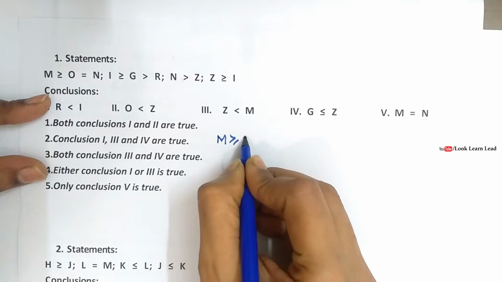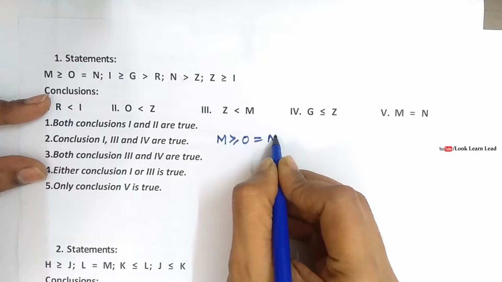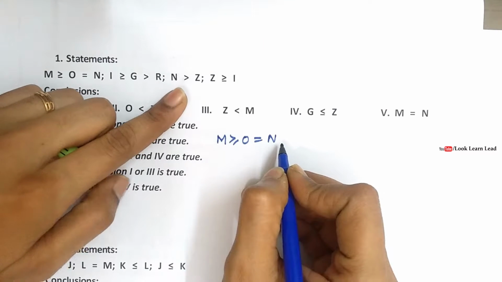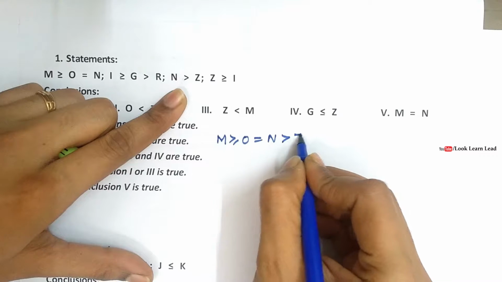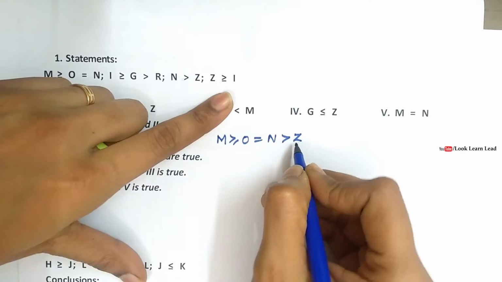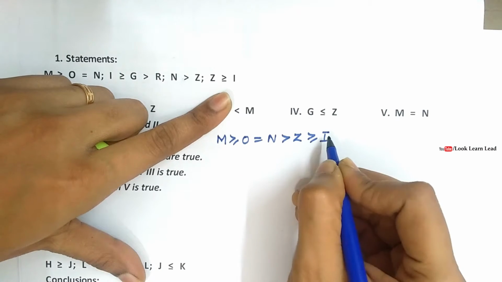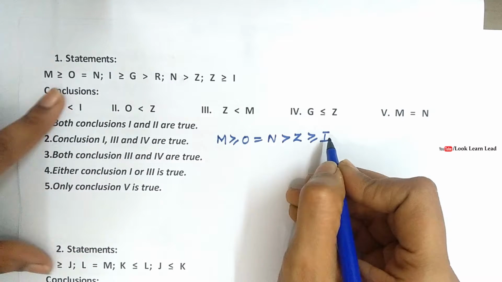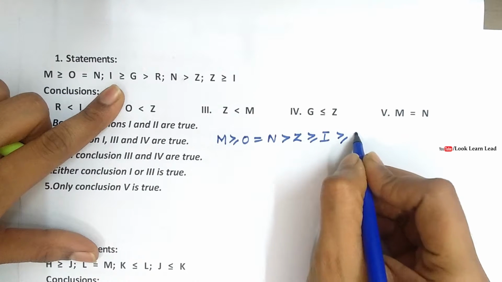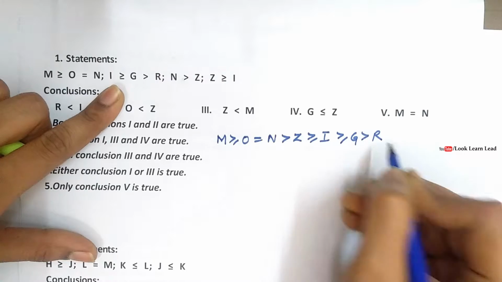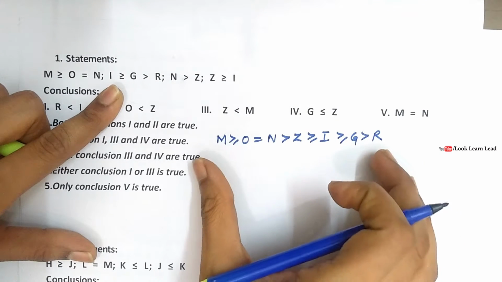M is greater than equal to O, which is equal to N, and now I would search N. So N is greater than Z, I will write it as Z, okay. Now I will cite Z, Z is greater than equal to I. Now I search I, I is greater than equal to G and G is greater than R. See, I have finished this, okay.